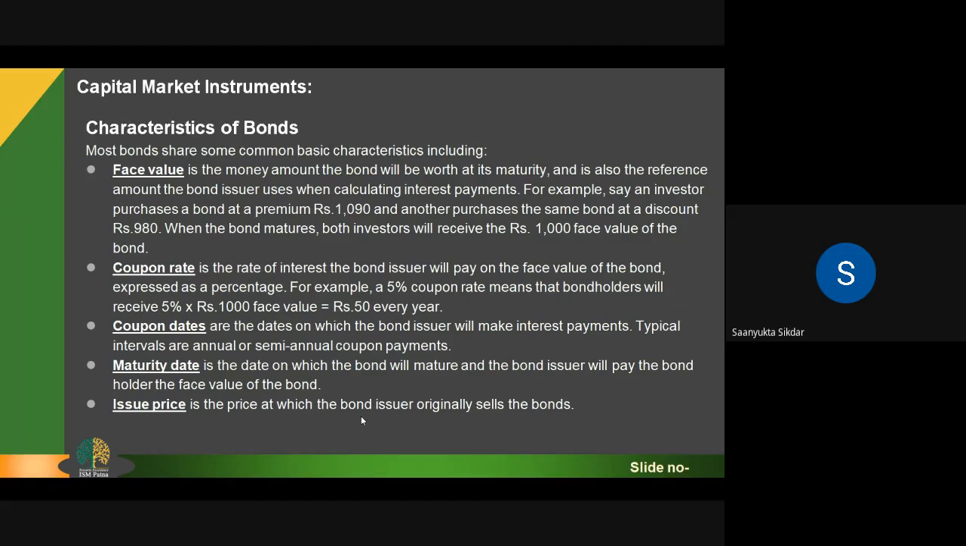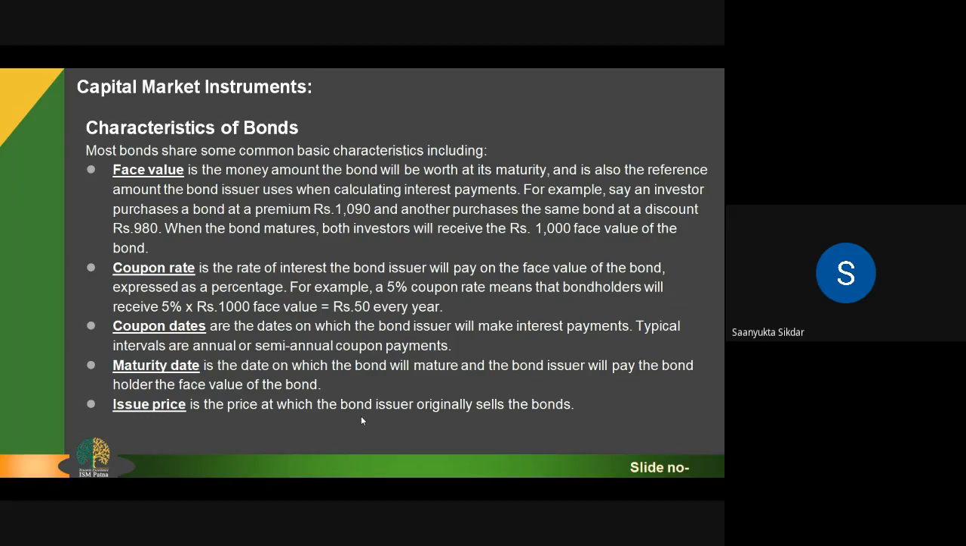For example, say an investor purchases a bond at a premium of rupees 1090. Another purchases the same bond at a discount of rupees 980. When the bond matures, both investors will receive the rupees 1000 face value of the bond. Right? Here we should also throw some light on the issue price.